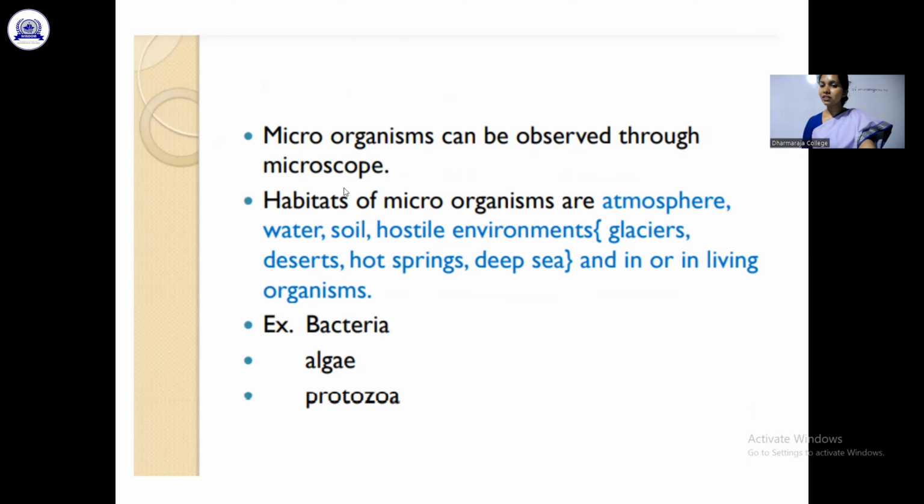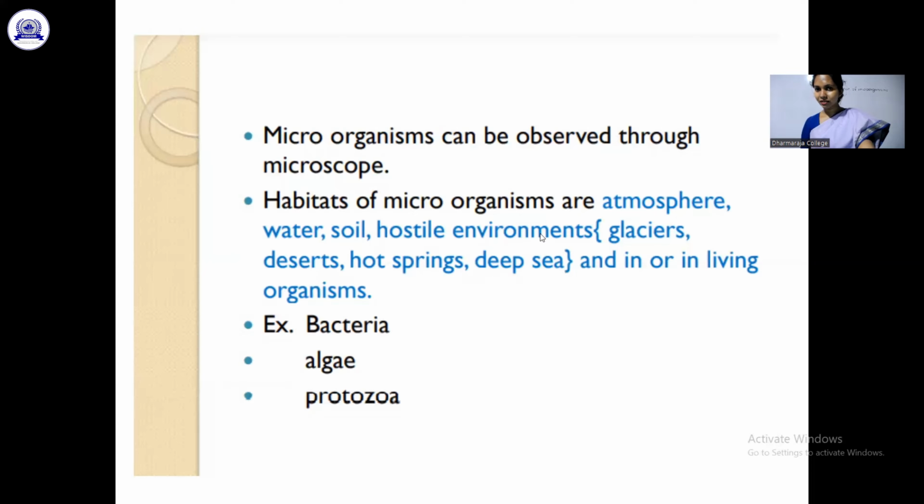So where do they live? Children, what are the habitats? Anywhere can be taken as their habitat: the atmosphere, water, soil, even hostile environments where other organisms won't be living.